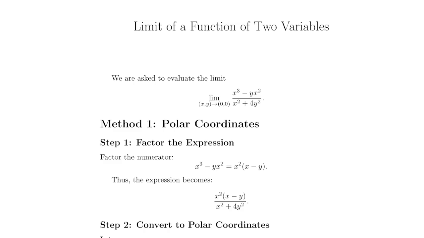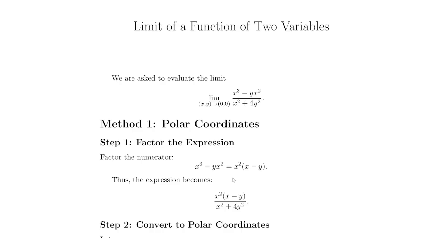In this video, we're going to find the limit as x and y approach (0, 0) of (x cubed minus y times x squared) all over (x squared plus 4y squared). We're going to use two different methods to solve this. The first method being polar coordinates.